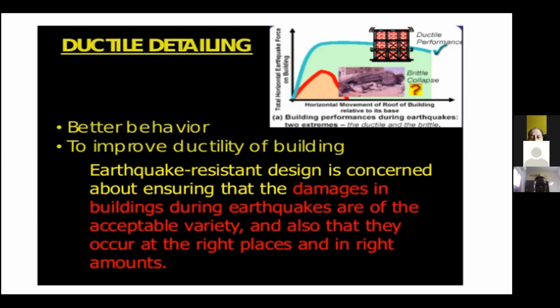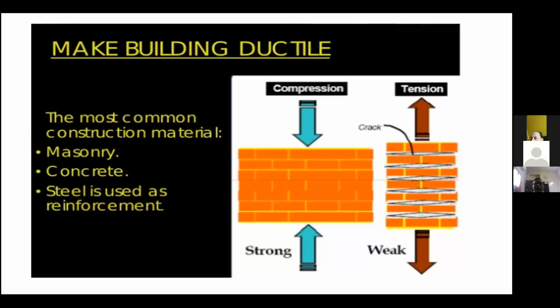To improve the ductility of the building, earthquake resistance is concerned with ensuring that the damages in the building during an earthquake are of acceptable variety, and that they occur at the right places in the right amount, so that it fails in a ductile manner. So our ultimate aim is to make the material, or the building, a ductile building.